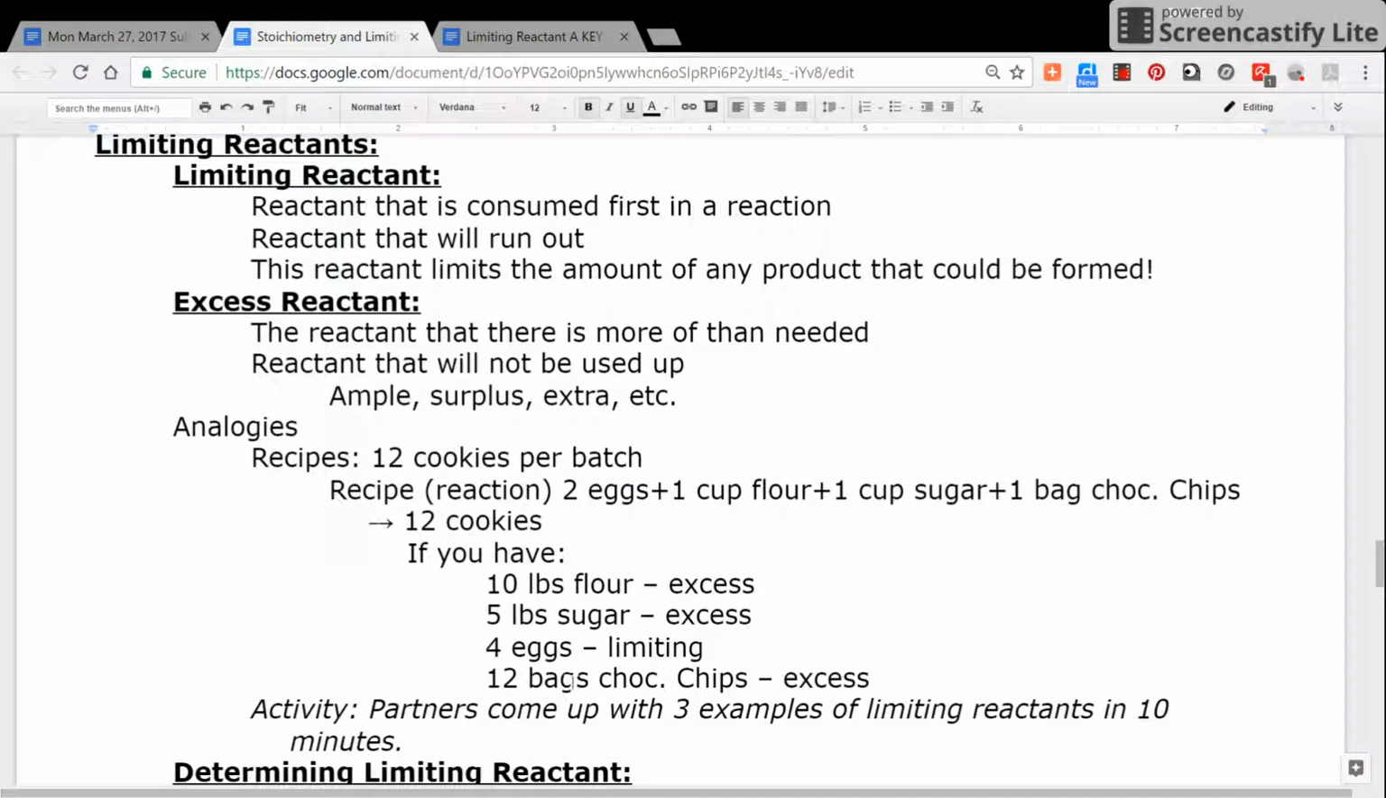There's another example here where you're making cookies and you have 2 eggs, a cup of flour, a cup of sugar, and a bag of chocolate chips. That's how much it takes to make 12 cookies. You have 10 pounds of flour, 5 pounds of sugar, 4 eggs, and 12 bags of chocolate chips. So because you only have 4 eggs, you can only make 24 cookies. So you'll run out of eggs first.